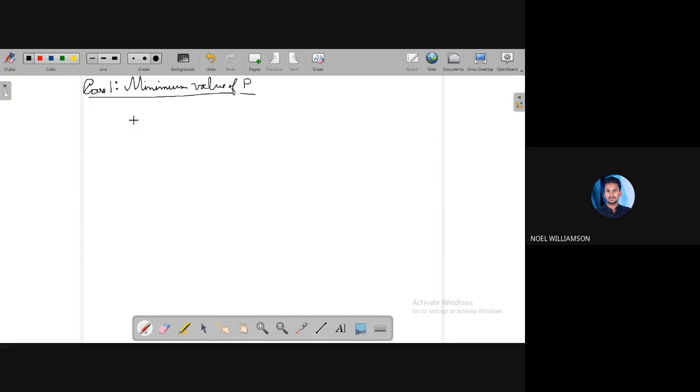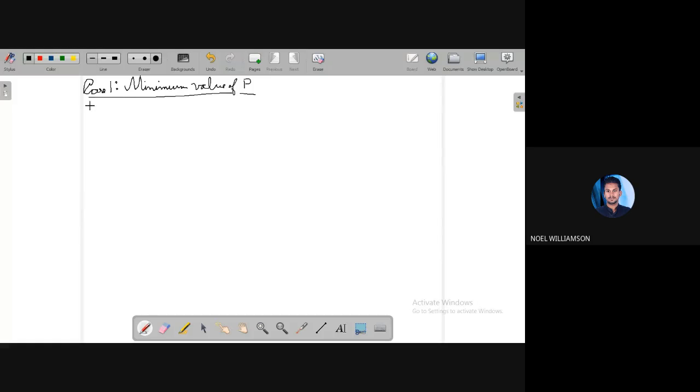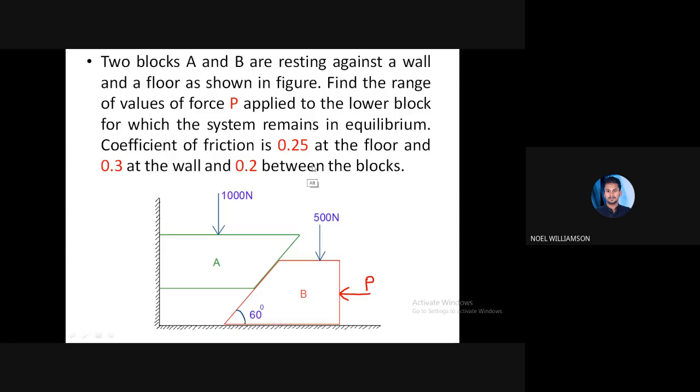In order to find the value, we have to consider the free body diagram of blocks A and B, and from each free body diagram consider the equations, that is sigma Fx equal to 0 and sigma Fy equal to 0. Then relate those equations and you will find the unknown value, that is P. So first of all, the free body diagram of A.